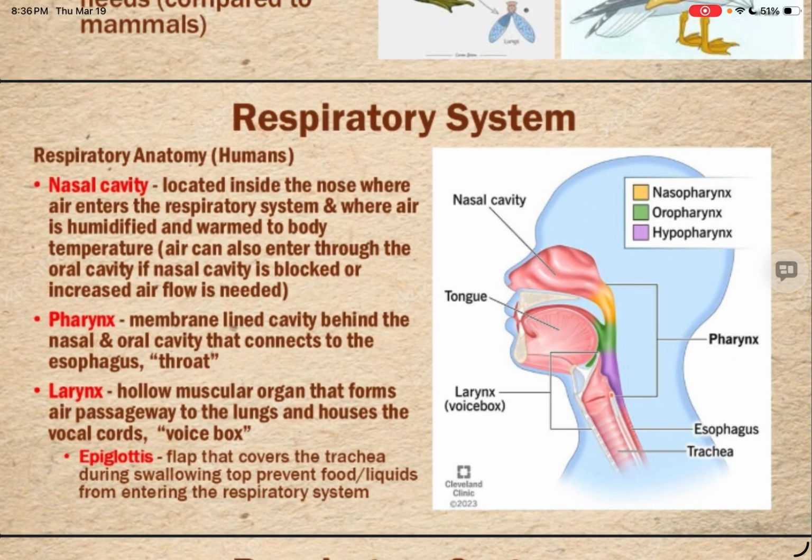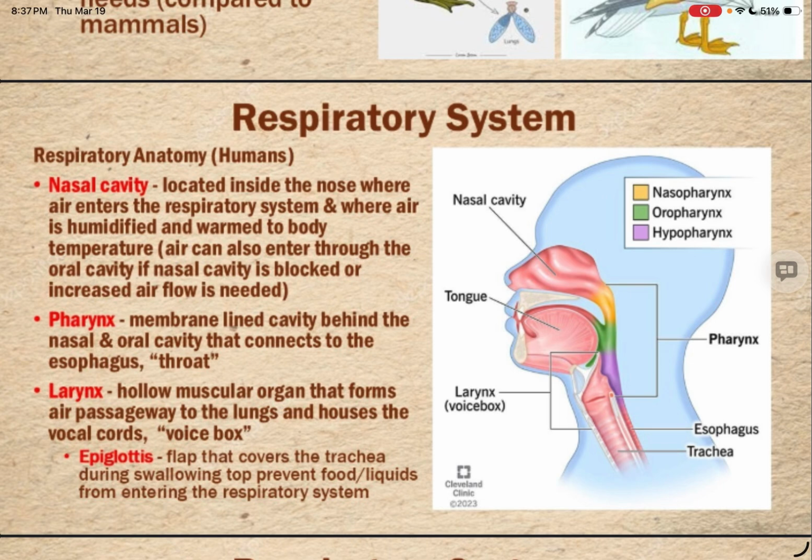We're going to focus on humans because, well, we're human, and why not learn about us? The primary part of the respiratory system is going to be the first step, which is the nasal cavity. It's located inside the nose where the air enters the respiratory system, and it's humidified and warmed to the body's temperature. Air can also enter through the oral cavity if the nasal cavity is blocked or increased airflow is needed. But typically the nasal cavity is what we rely on, unless you're sick and your nose is stuffy, and then in that case you become a mouth breather for a little bit.